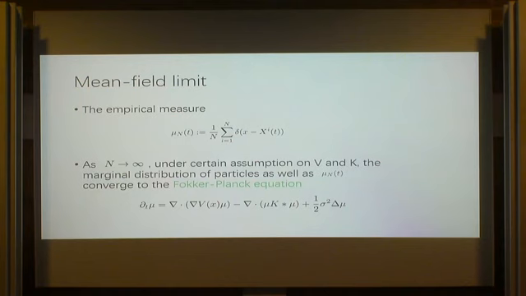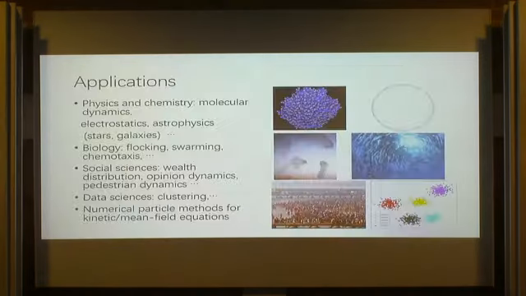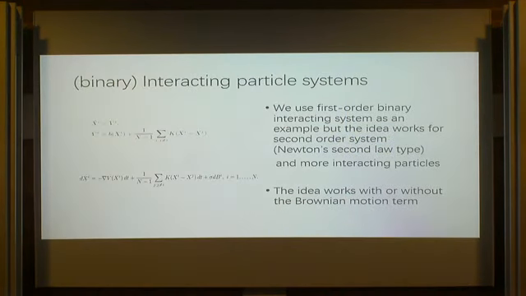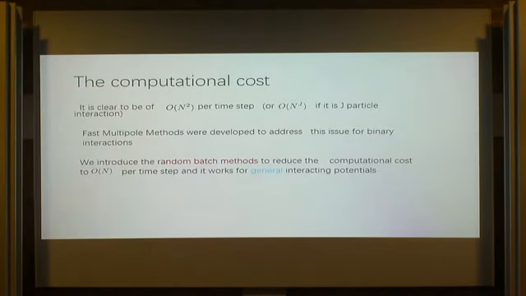Here, of course, the main problem is that if you solve this ODE, for each time step it's an O(N squared) operation. Because you have this summation, it's O(N) for each particle, but you have N particles. So the cost is O(N squared). Or if you have more particles interacting at the same time, not binary, it's even N to some bigger power.